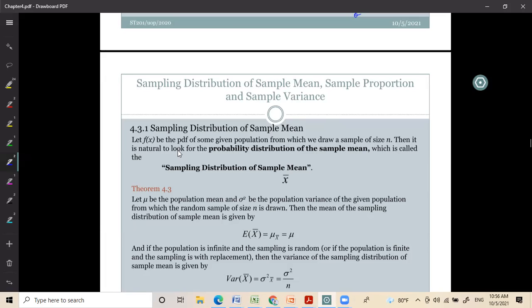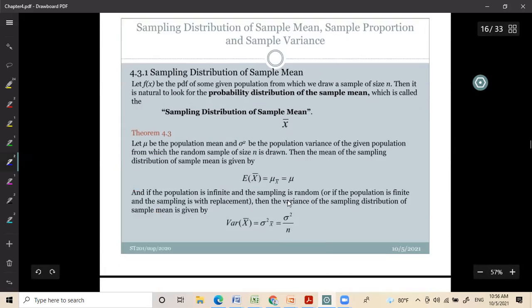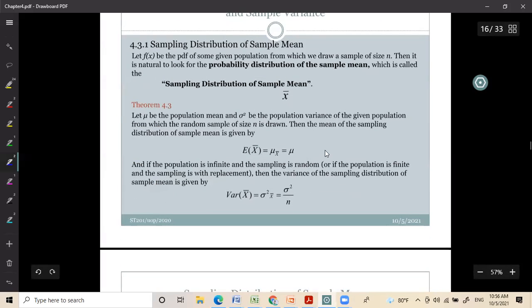Now for the sampling distribution of sample mean, the mean and the variance are defined. When you are defining a distribution, you should be able to find the mean and the variance. In the case of the sampling distribution of sample mean, the mean of that will be the mean of means. See, expected value of X bar, that is the mean of X bar, or you can say the mean of sample means, or the average of sample means.